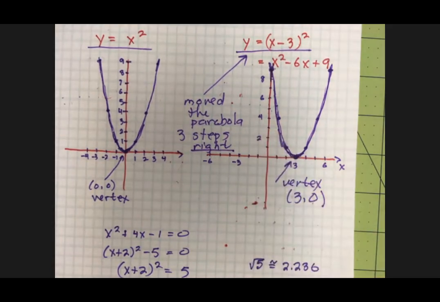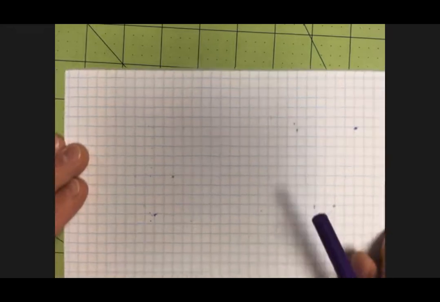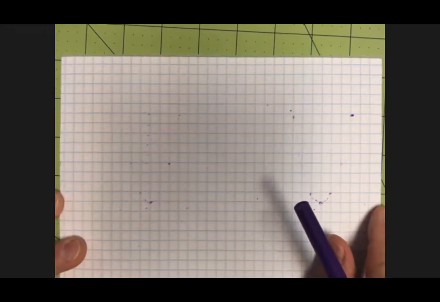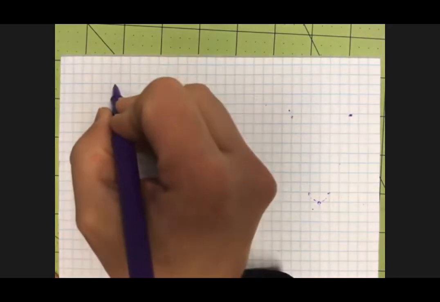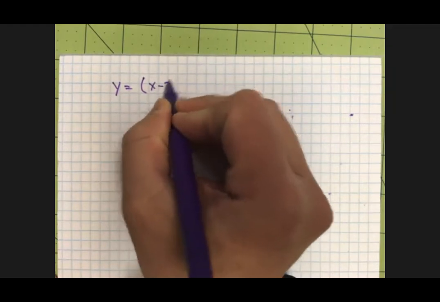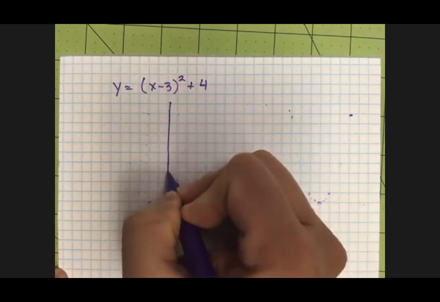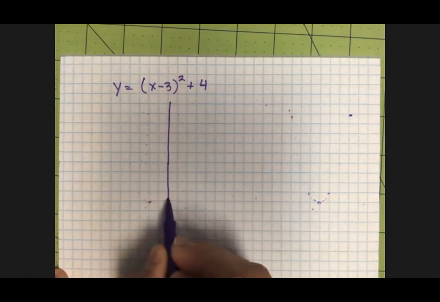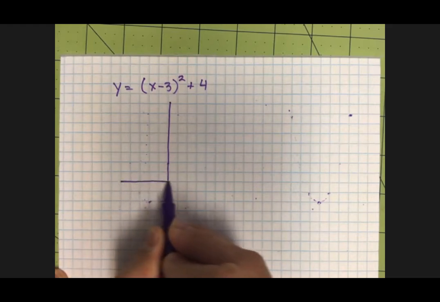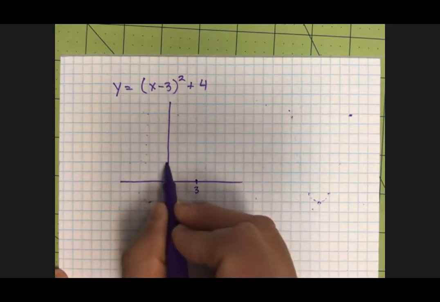So I want to show you how to instantly find the vertex of any parabola. I have this written on the board, but let me write it neater on the paper so you can see it being written. So you know that if I give you something like (x minus 3) squared plus 4, then I'm telling you to move that parabola 3 steps right and 4 steps up.